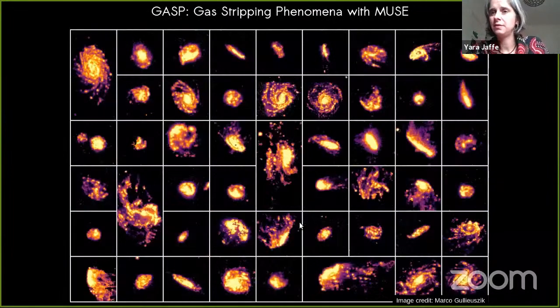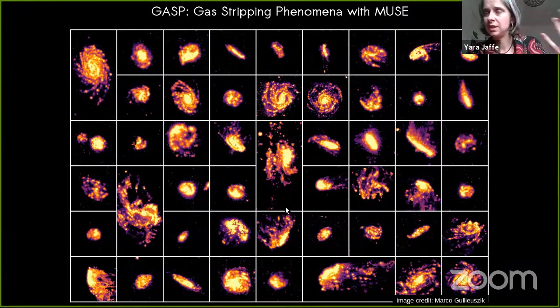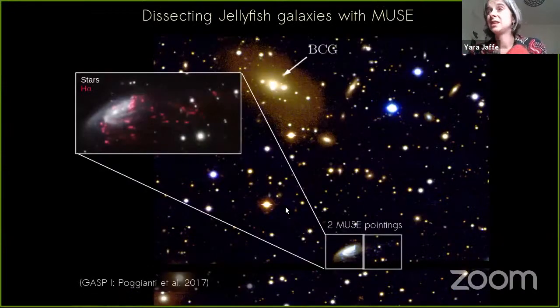When you look at H-alpha is where you really see these very extended tails of stripped material that I commented on before. So this is the largest sample of detailed observations of jellyfish galaxies ever made. And we can extract a lot of information from this extremely beautiful data. So I'm going to show you here one example.